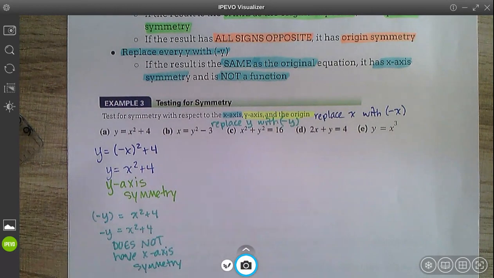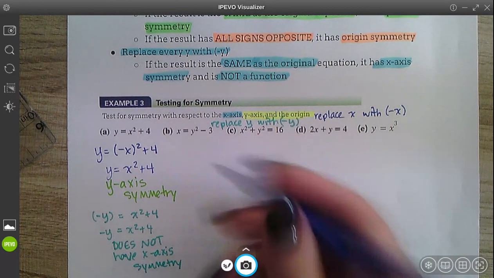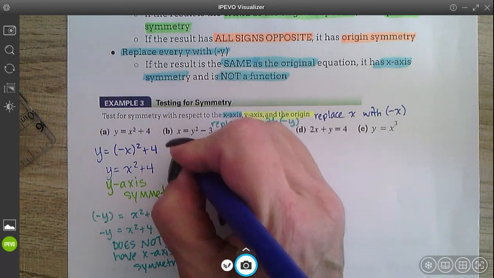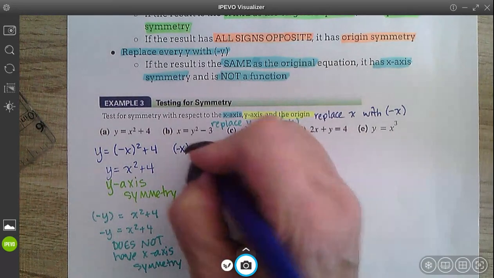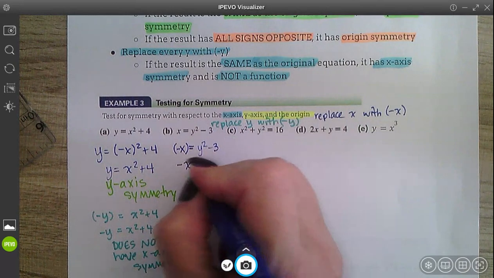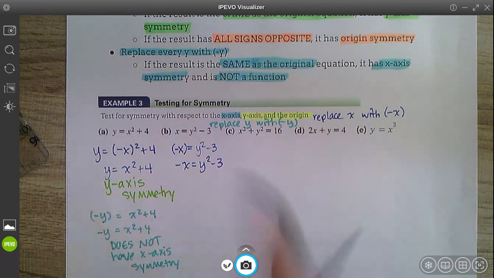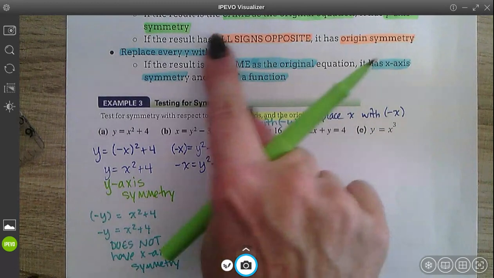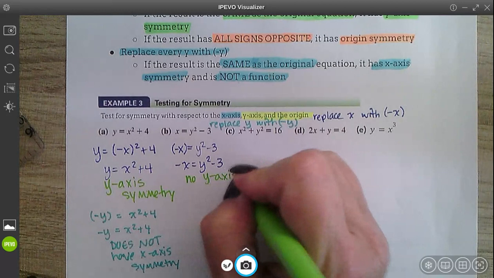Okay, let's look at B. So again, we're going to start with replacing every x with the opposite of x, because that's going to test for y-axis and origin symmetry. So testing B, I replace x with opposite of x. Opposite of x equals y squared minus 3. Opposite of x is negative x. So is negative x equal to y squared minus 3? Is that exactly the same as the original? It's not the same as the original, so it does not have y-axis symmetry.